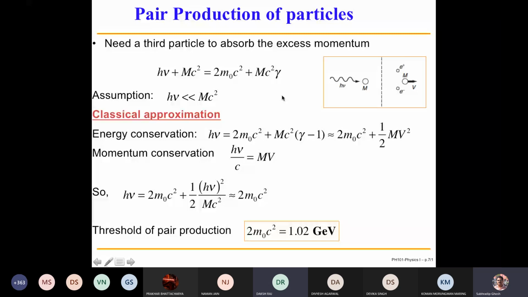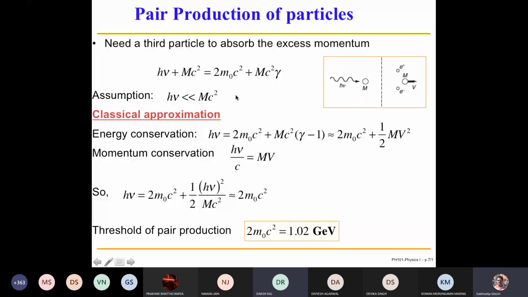Now, this nucleus is much more massive than the electron. So I am not sending the photon to hit an electron. I am sending a photon to hit a nucleus. The nucleus, we know, is much heavier than the electrons. So this contribution of mc square would be much larger than that of the photon energy. Okay. All right. Are you understanding?